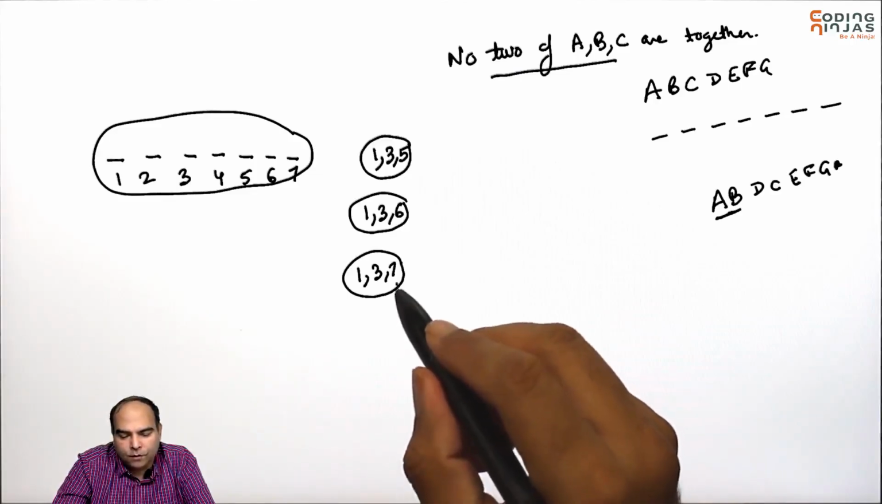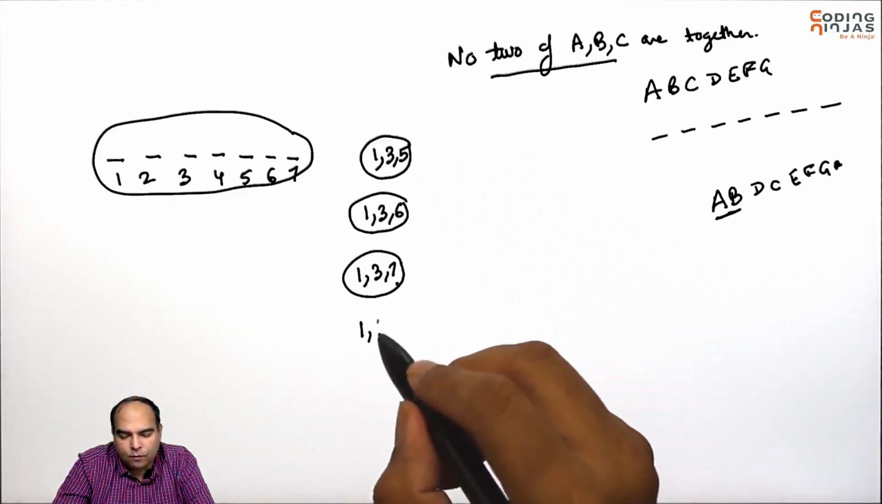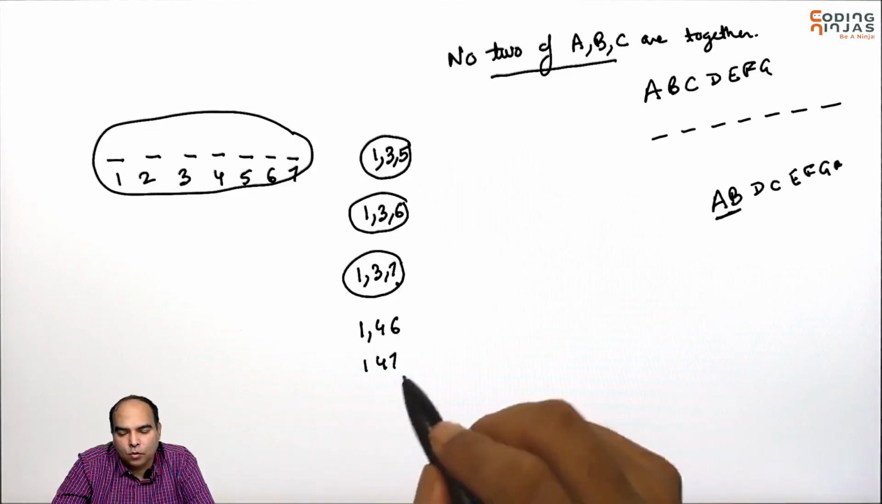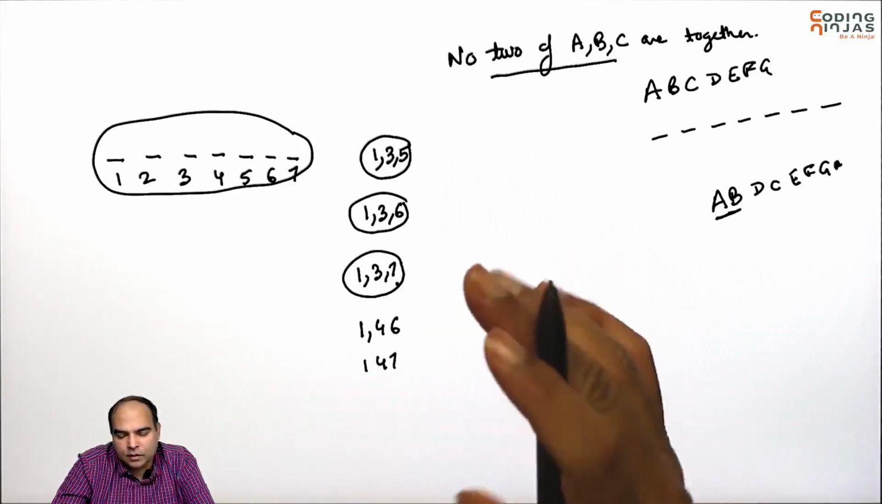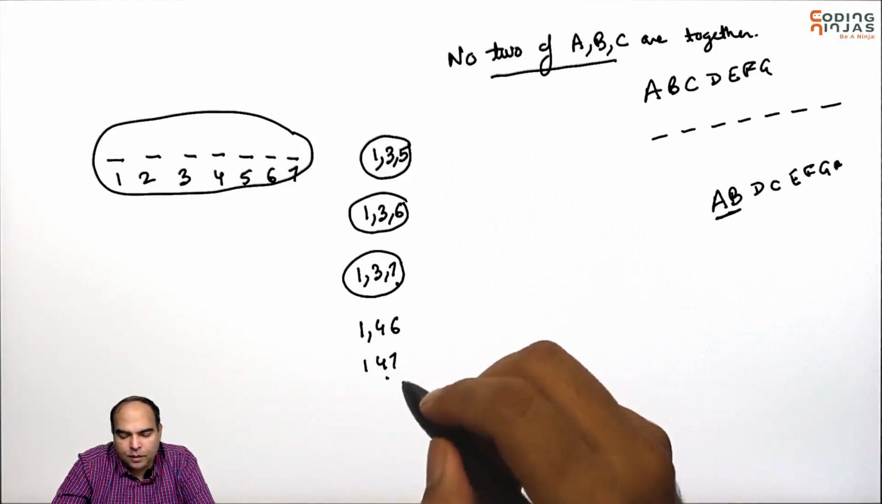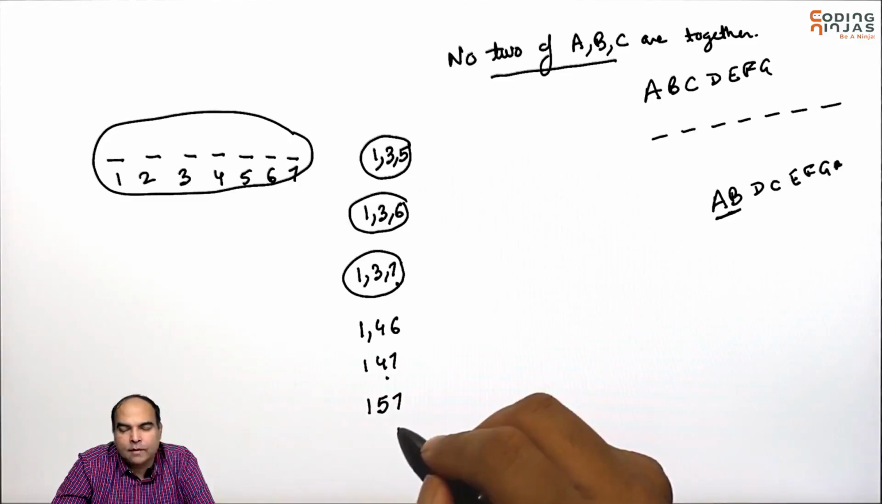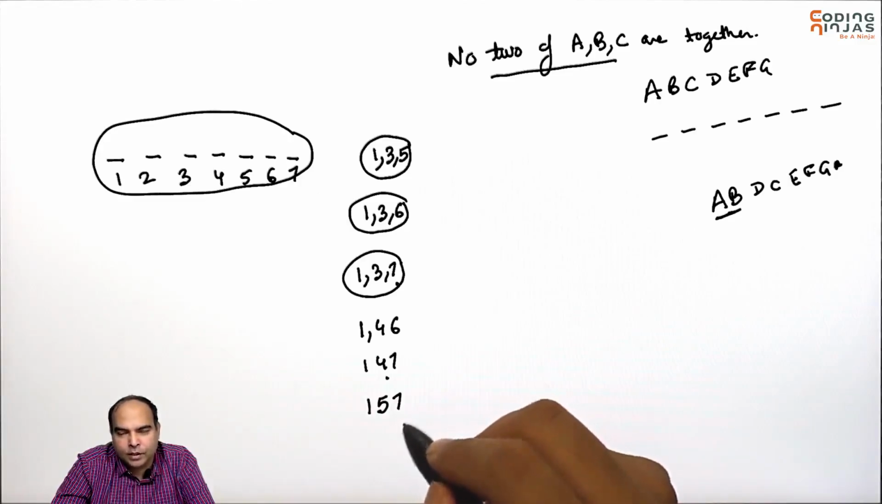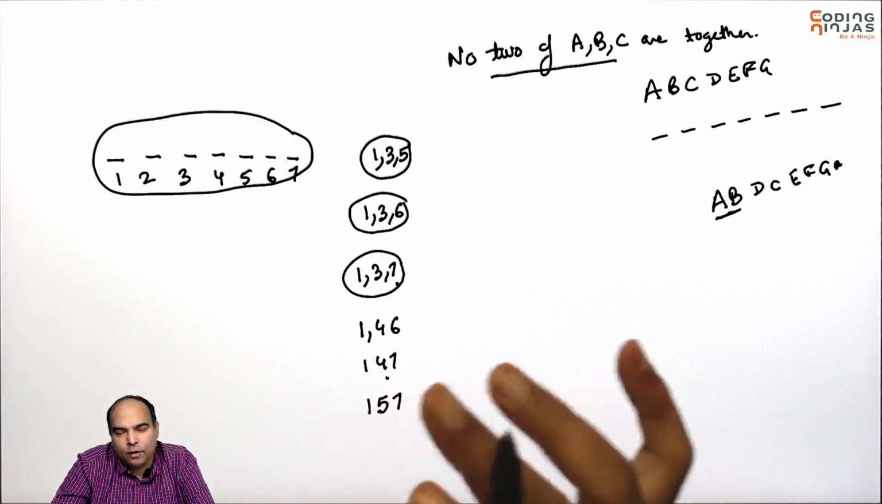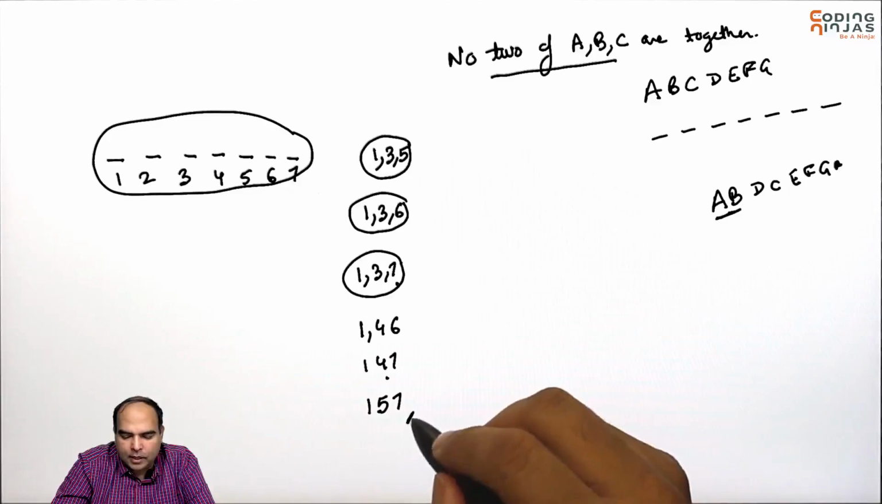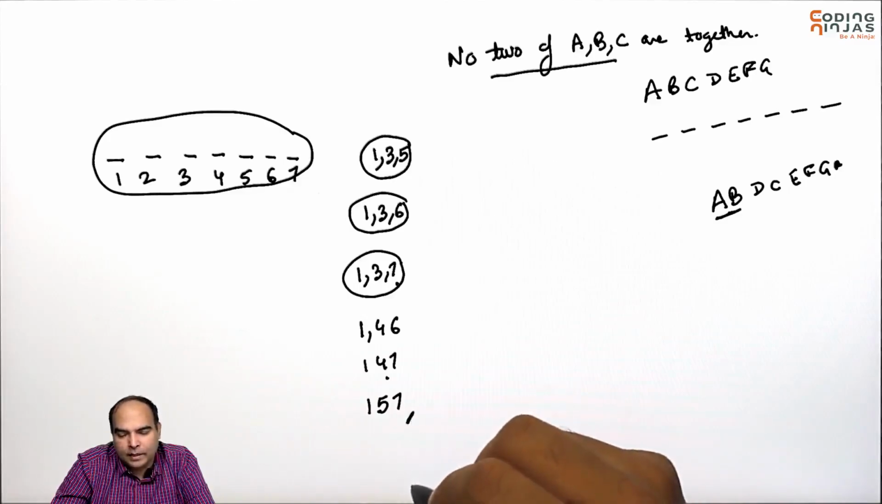Now once you have finished 137, then you change to 146, and 147. Don't do that before you finished with 1-3s. Now at this point 1-4s are finished. Then you move to 1-5. And 1-5-7 is a case of putting ABC where no two of them are together. And at this point there's nothing else with 1 because you can't go to 1-6.